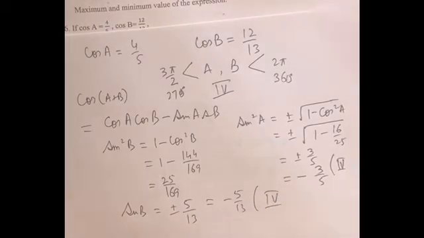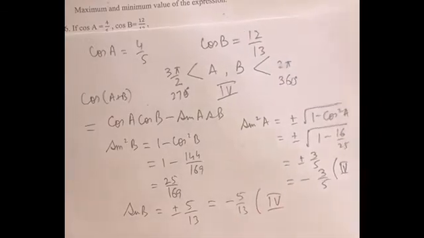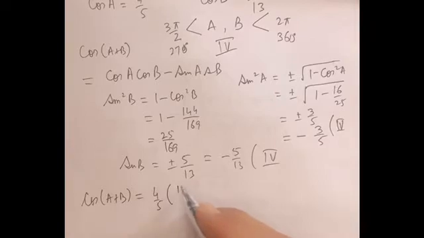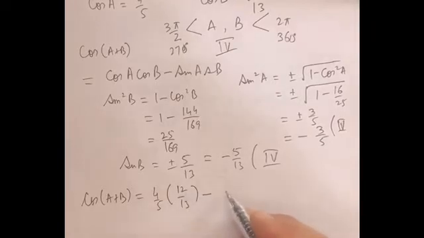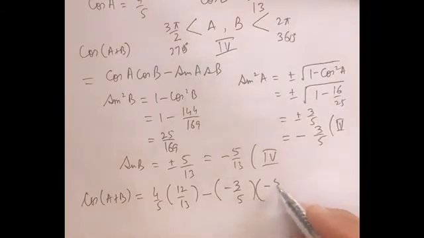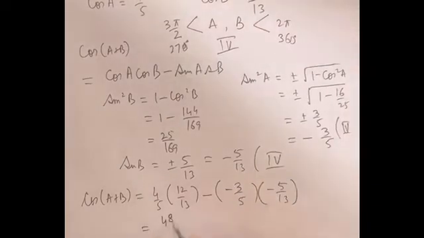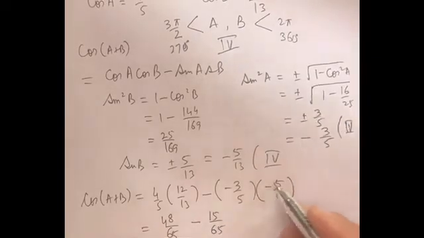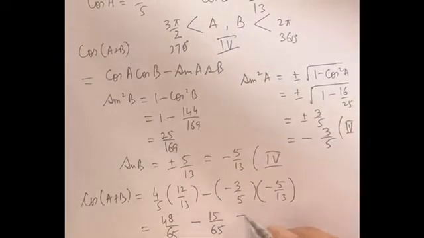Now we substitute the values of cos A and cos B. So we need the value of cos of A plus B. Cos of A plus B is cos A, 4 by 5, into cos B, 12 by 13, minus sine A, minus 3 by 5, into sine B, minus 5 by 13. This is 48 upon 65 minus 15 upon 65. Minus times minus means a negative sign becomes positive. So that's 33 upon 65.